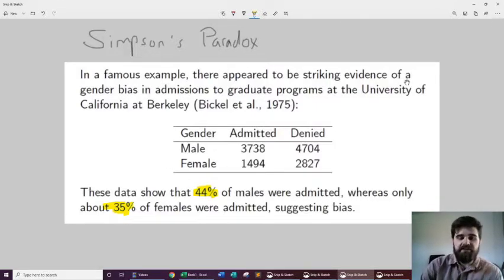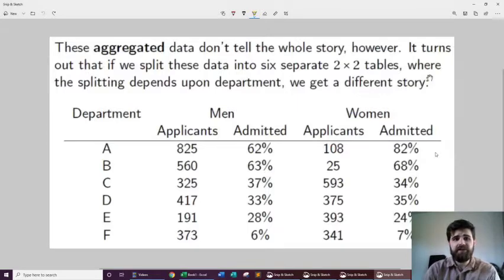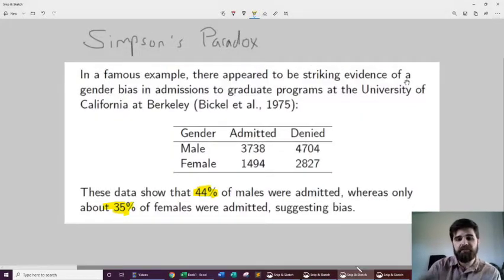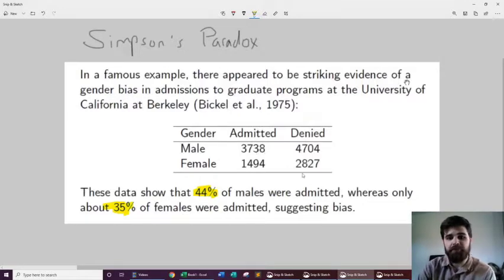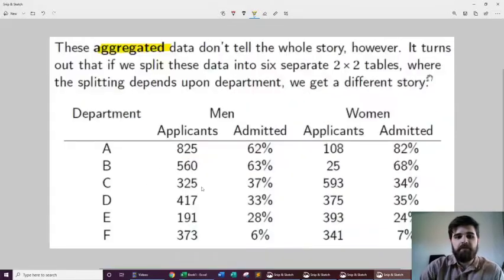However, the statisticians at Berkeley said that this is not the whole story. We need to look a little bit deeper at the data. So what they did is they took all those applicants and they broke them down by department. So what we had before was the aggregated data. Aggregated just means it took all the data and put it together into one big category. But they said that's not fair to do. We actually need to look at each department differently.